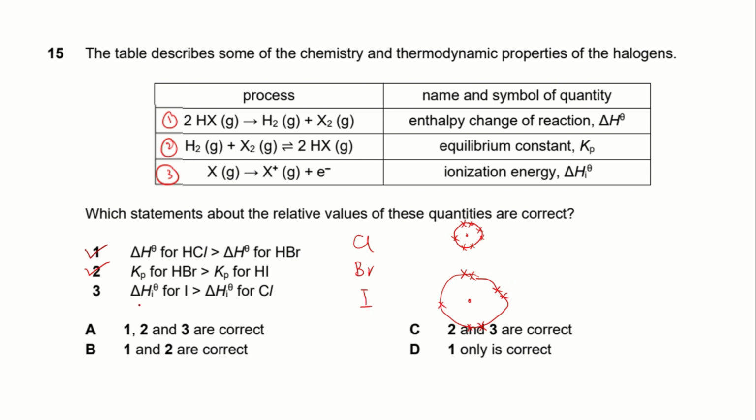So for statement 3, that ionization energy for iodine is larger than ionization energy for chlorine is incorrect. Therefore, the answer to this question will be B.